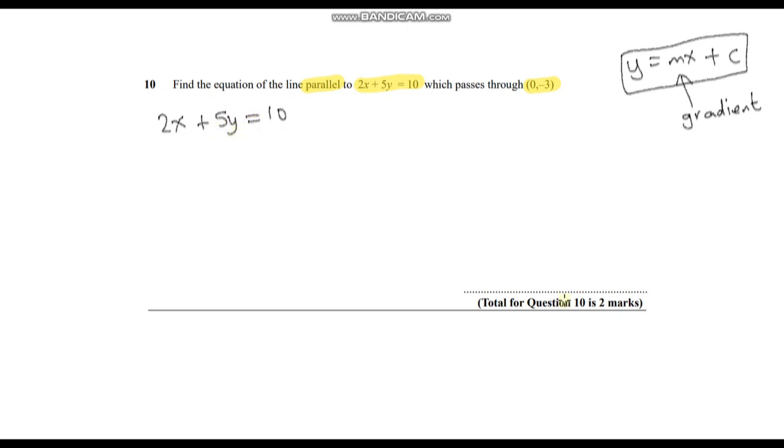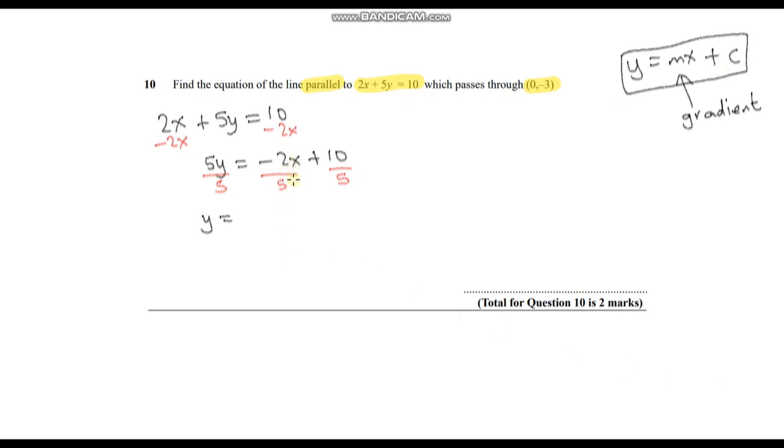So the first thing to do, let's get rid of this 2x. If we take away 2x from both sides, we're now left with 5y equals negative 2x plus 10. And now if we divide both sides by 5, what are we left with? Remember we're dividing everything by 5. So we're dividing the negative 2 by 5, and we're also dividing the 10 by 5. That just makes it a bit clearer for you.